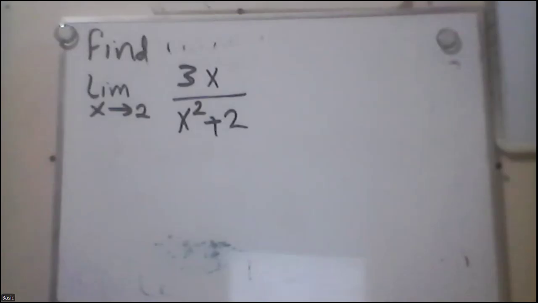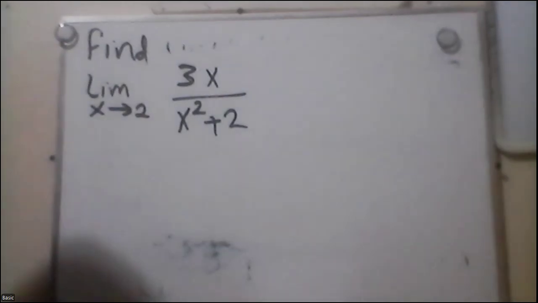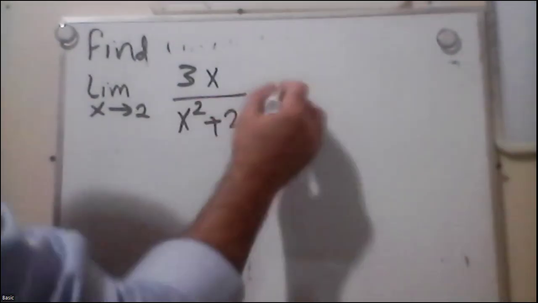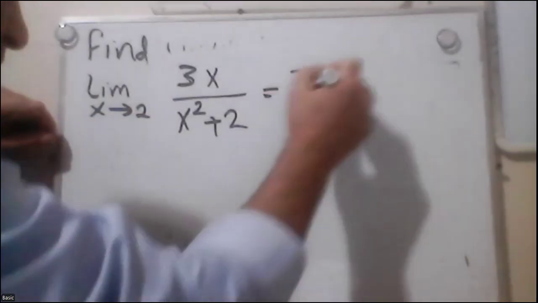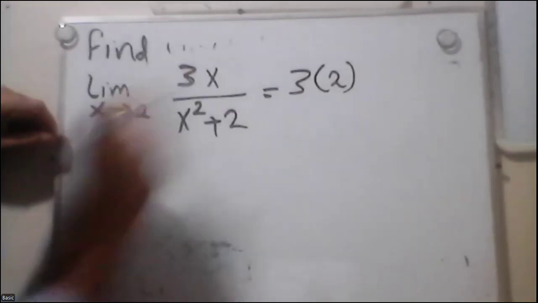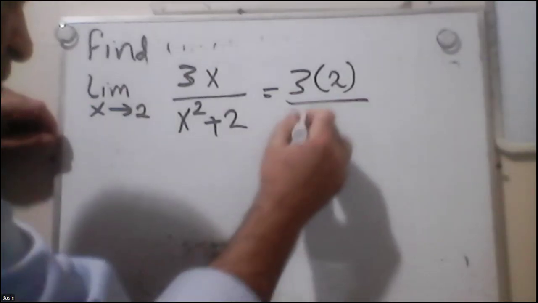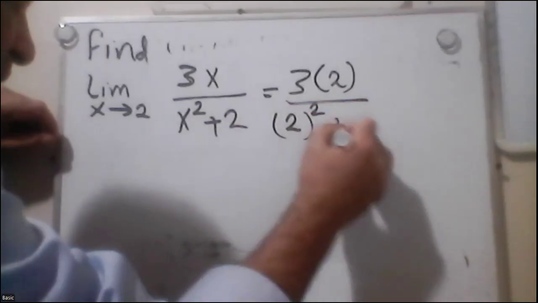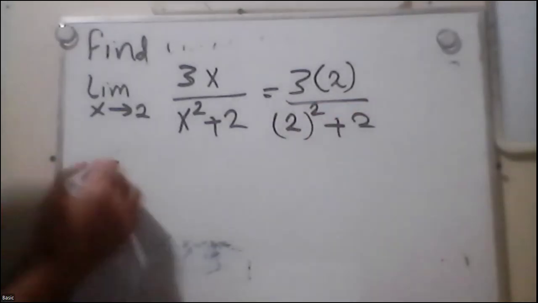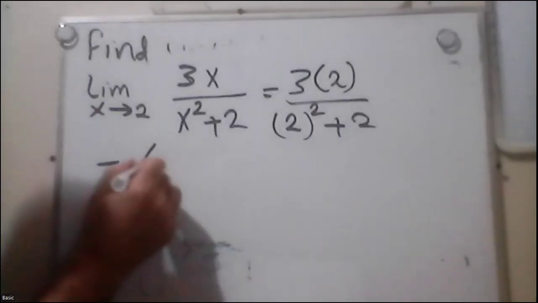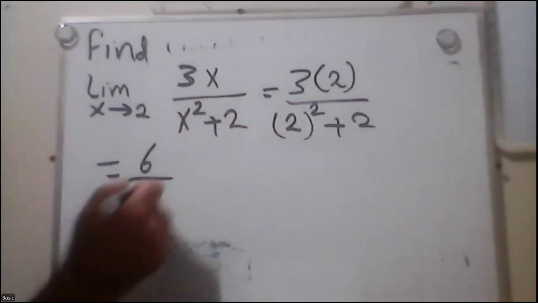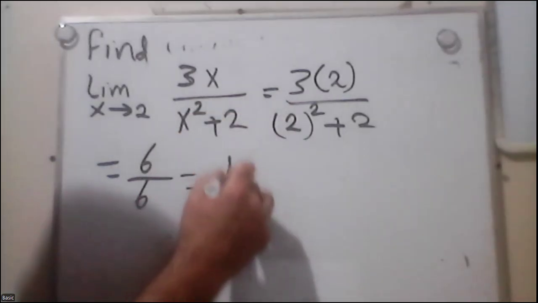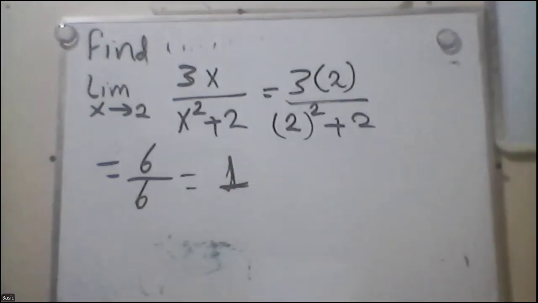Let me work on this example and show you how it is done. First, I will directly substitute, so x equals 2. I remove the x and substitute it by 2. So it will be 3 multiplied by 2 divided by 2 squared plus 2. That equals 3 multiplied by 2, which gives 6, divided by 2 to the power 2, which is 4, plus 2, that will be 6. Then this is a defined value.